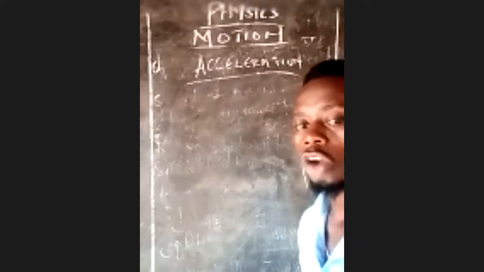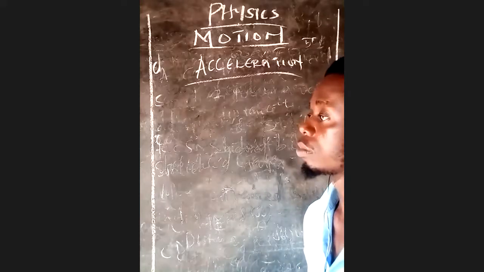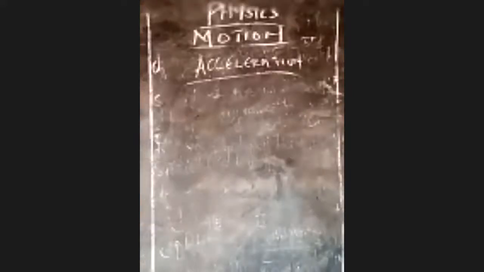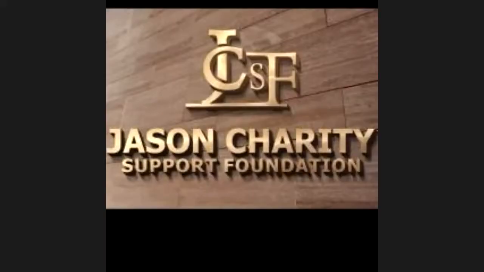We've talked about acceleration under fundamental and derived quantities. We say acceleration is defined as the rate of change of velocity with time. That is what we refer to as acceleration. So it deals with the rate of change of velocity with time, and it is measured in meters per second squared.